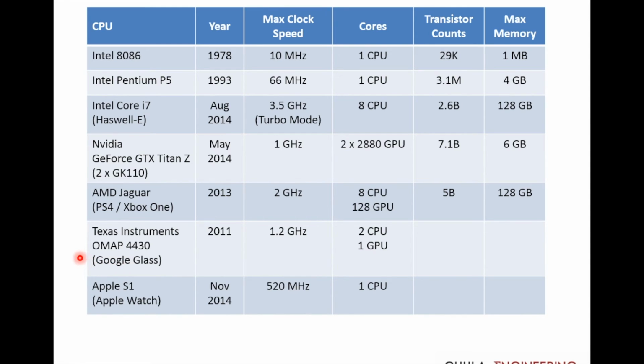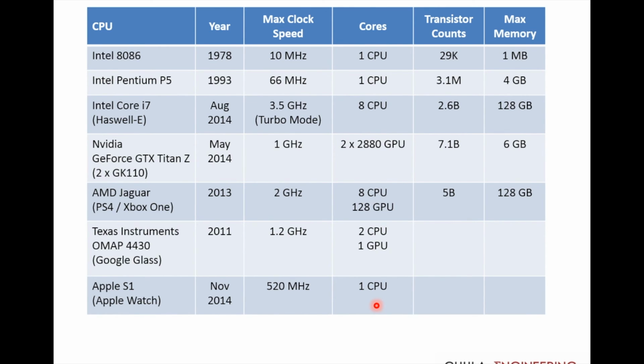How about some gadgets? For example, for the Google Glass, internally they use the TI OMAP 4430, which is an ARM CPU. The clock speed is about 1.2 gigahertz, and it has only 2 CPU cores and 1 GPU core. And lastly, we have the Apple S1, which is something like a set of components, including the CPU, used in the Apple Watch. The clock speed is much slower than the others, about 520 megahertz, and it has only 1 core.